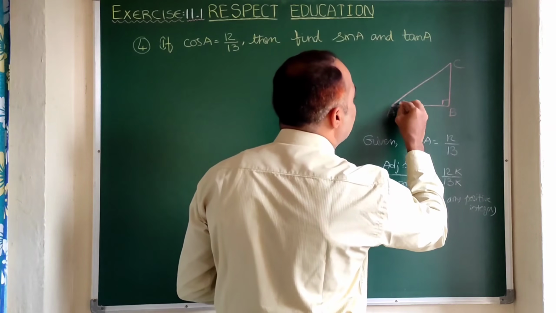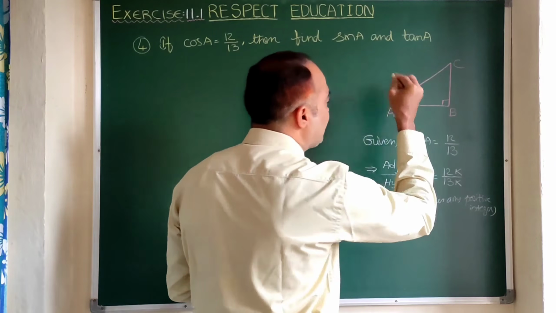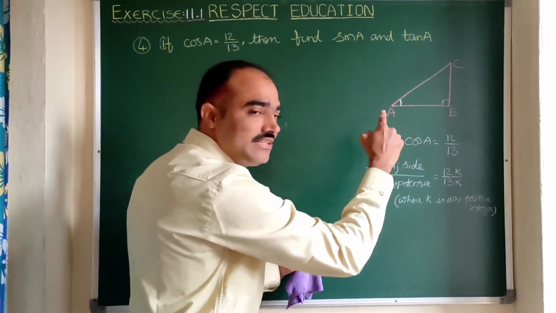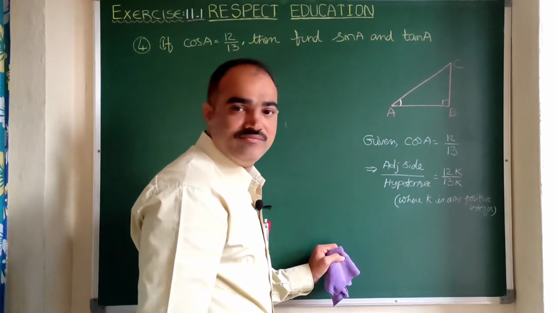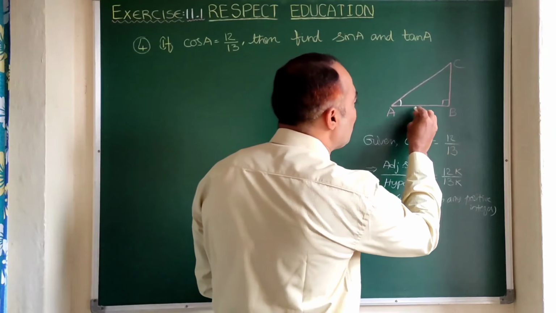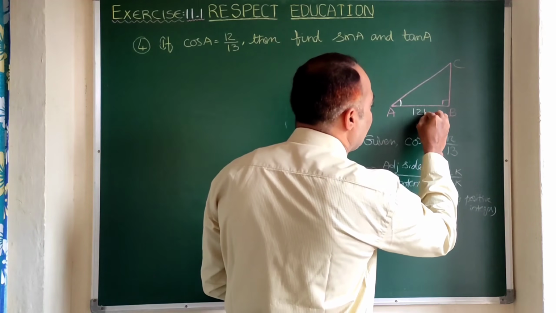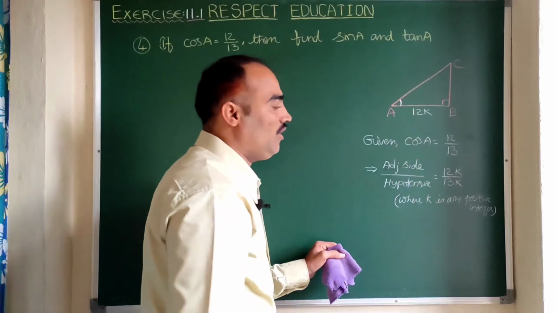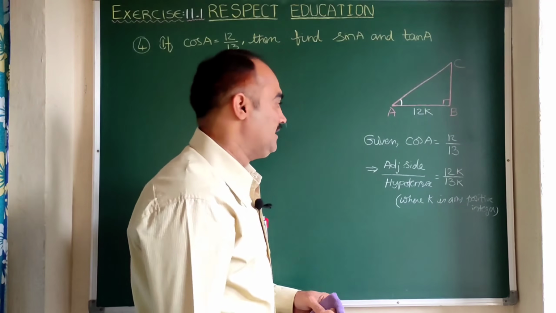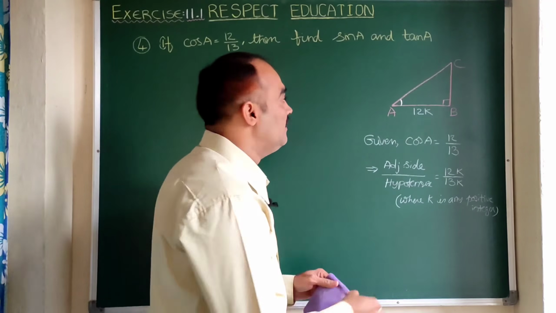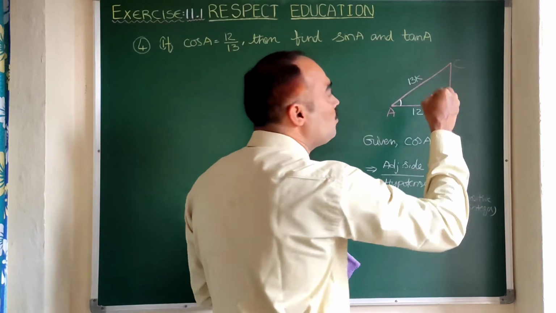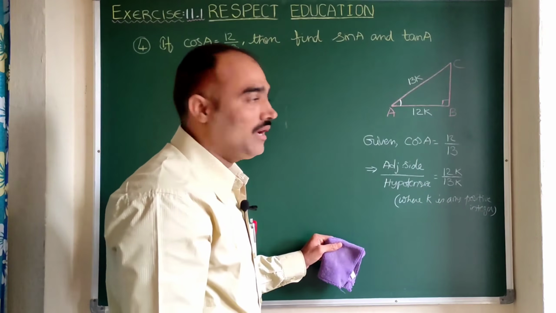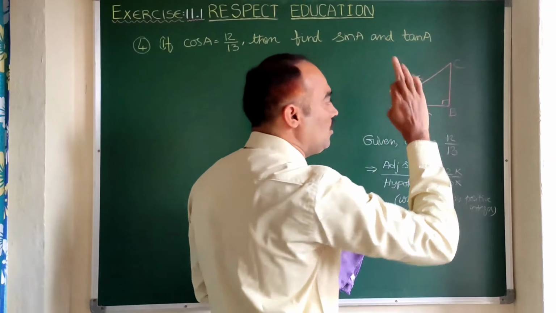Here in this triangle, if you stand at A, because the given thing is cos A, what is the adjacent side? AB is how much now? 12k. And for this triangle, what is the hypotenuse? AC. How much is AC? 13k. So let us take 13k. Which side is not known to us? The opposite side, that is BC, is not known.